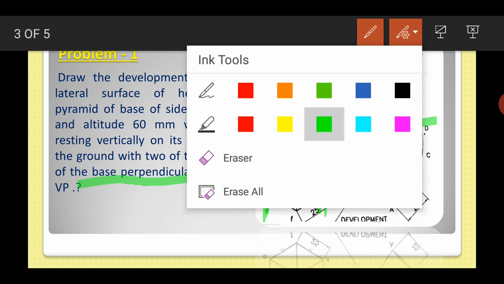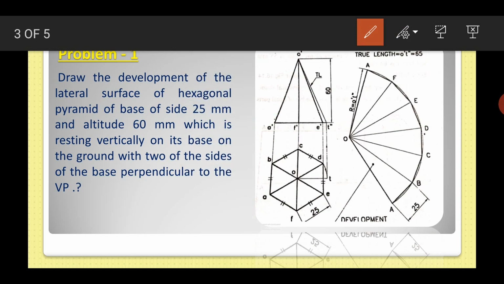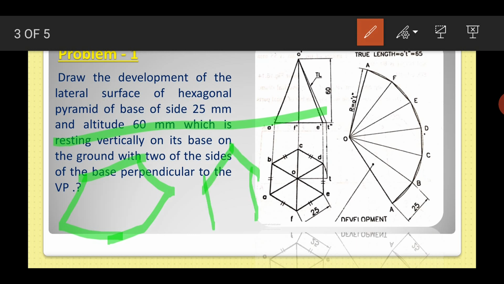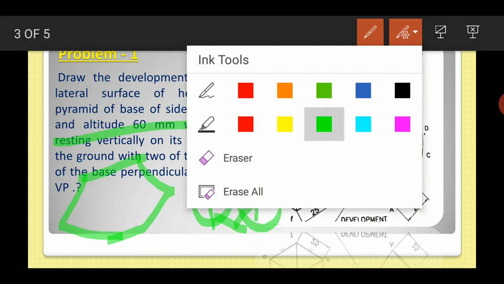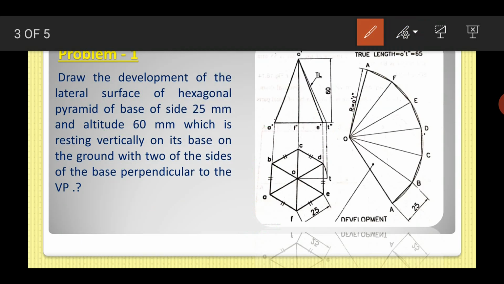As you know, you can draw a prism in two different ways, like here, and one more type like here. You can draw these two types, but we have another condition: two of the sides are perpendicular to VP, so we'll take this one. Now it is given that its base side is 25 mm and the altitude is 60 mm. So we will draw it. We will start the drawing.